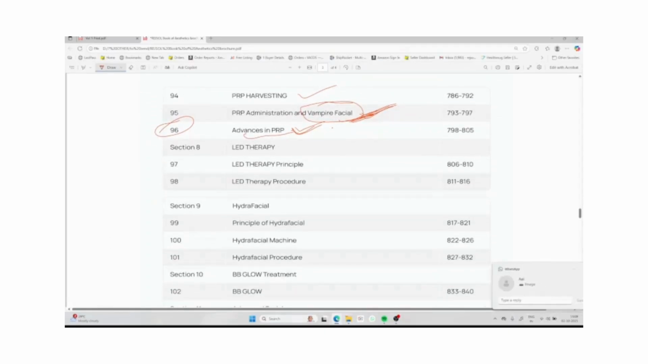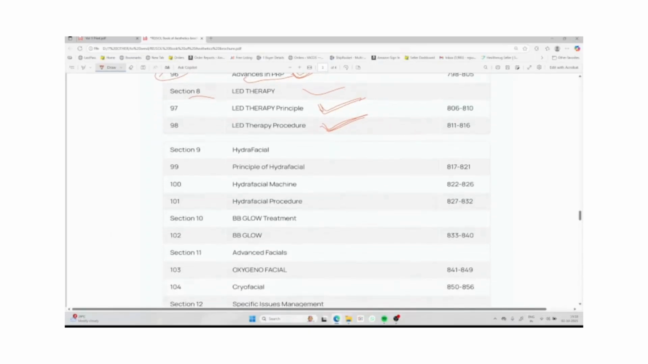Then section 8 is LED therapy, the LED principle. What is the LED principle? How is the LED procedure done? What are the complications? How should you do the procedure? Everything is discussed in detail in these 7 pages of the LED therapy procedure.